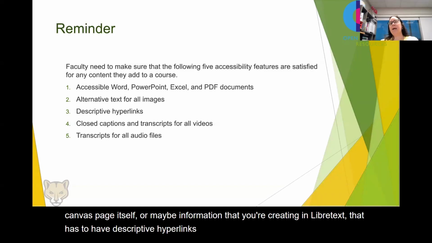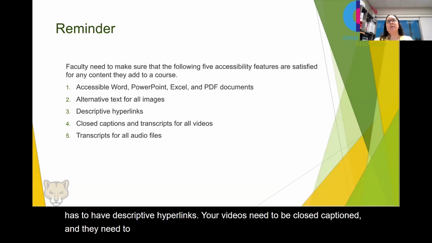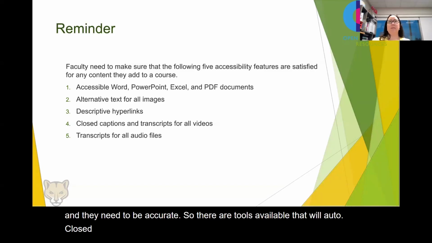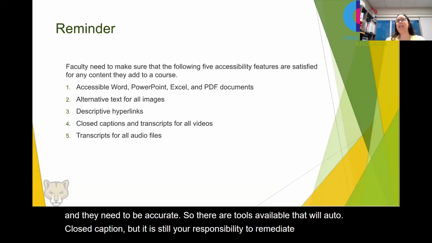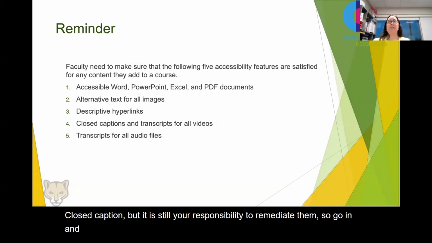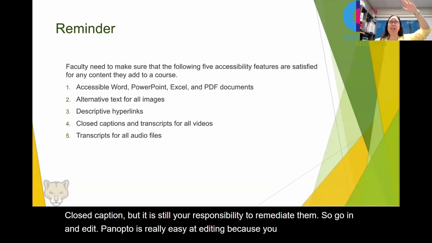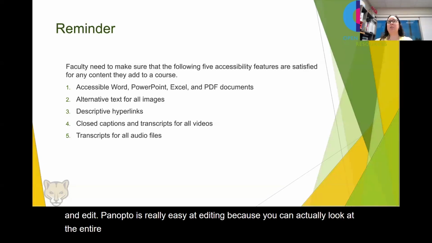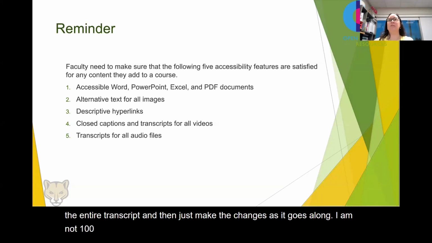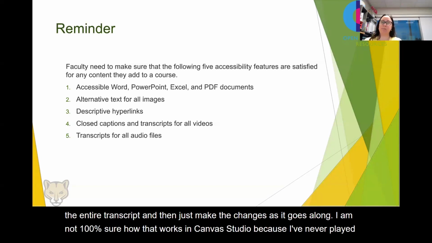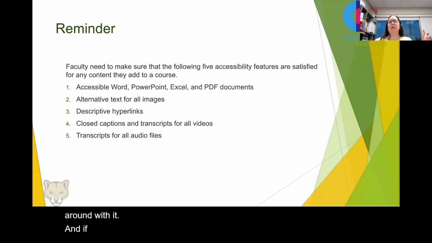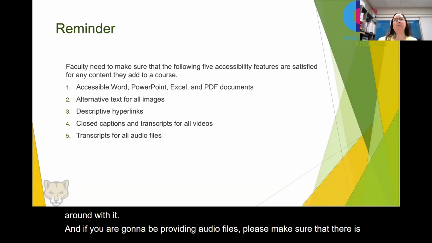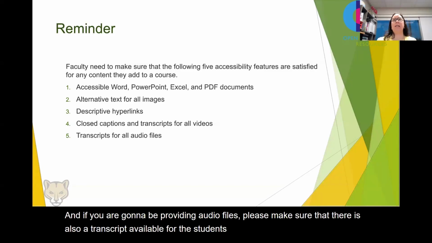Your videos need to be closed captioned and they need to be accurate. So there are tools available that will auto close caption, but it is still your responsibility to remediate them. So go in and edit. Panopto is really easy at editing because you can actually look at the entire transcript and then just make the changes as it goes along. I am not 100% sure how that works in Canvas Studio because I've never played around with it. And if you are going to be providing audio files, please make sure that there is also a transcript available for the students to be able to click and download.